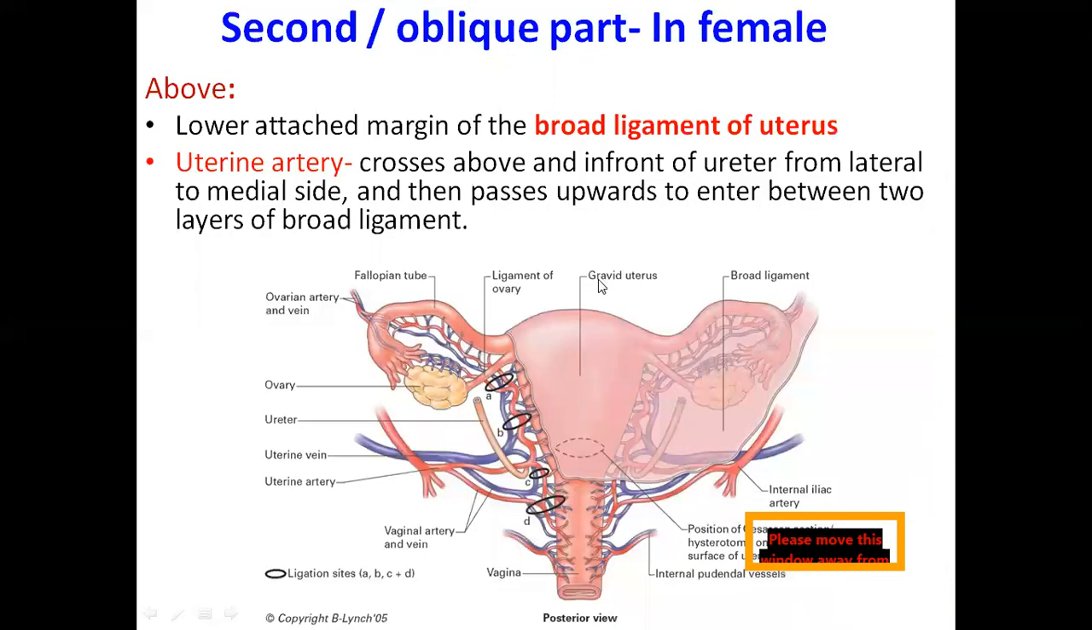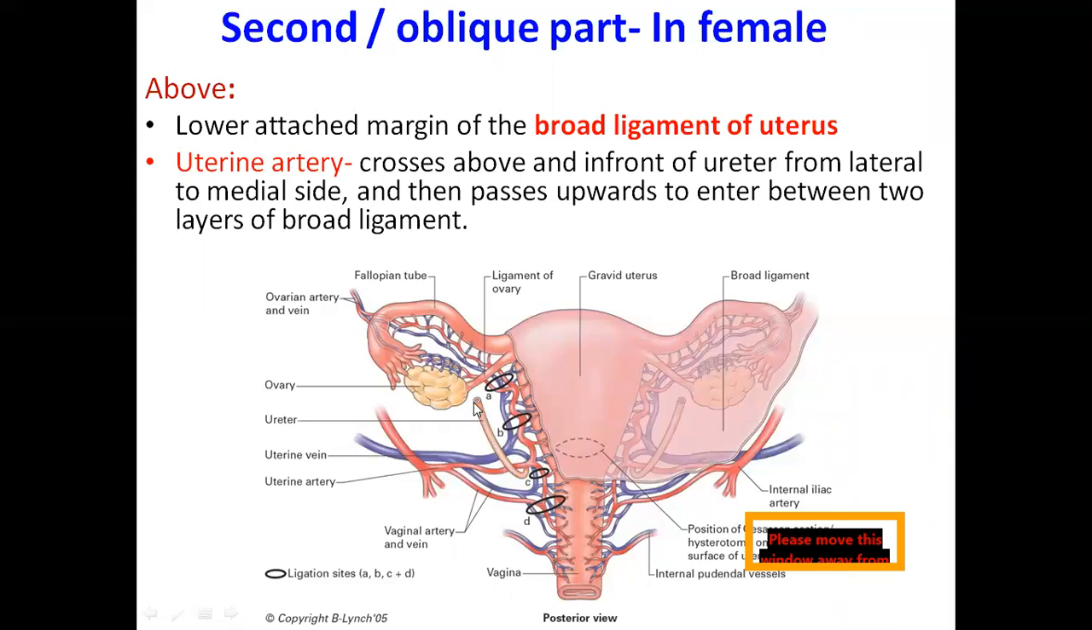So the second or oblique part in female is above the lower attached margin of the broad ligament. You can see this is all broad ligament. This is the lower attached margin where you can see the ureter. Very closely it is related to the uterine artery. Both are very closely moving. Please observe this. It has clinical significance also.